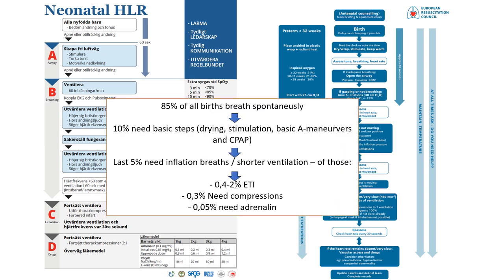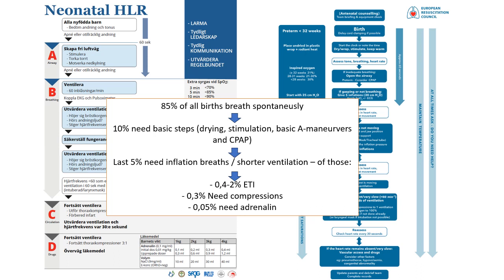And why? Because 85% of all births, this is data from ERC, they breathe spontaneously. 10% of them need some basic steps, maybe drying, stimulating, and basic airway maneuvers and CPAP. And then the last 5%, so 1 in 20, may need these inflation breaths that we'll talk about, or shorter ventilations, depending on which algorithm you're going to use. And then most of these will become better, but a very, very small minority will need intubation or compressions or adrenaline.